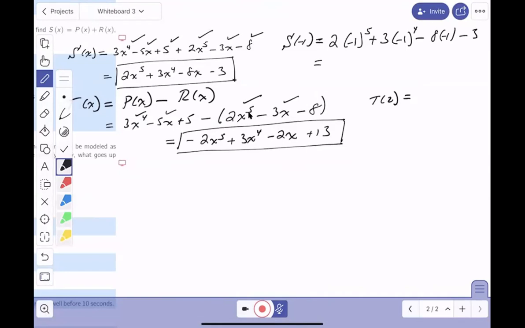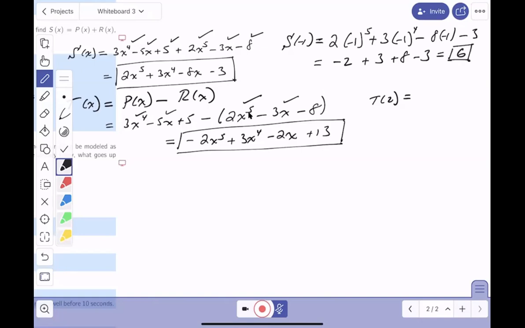Well, minus 1 to the 5th power is minus 1. 2 times minus 1 is minus 2. Minus 1 to the 4th power is 1, so this would be plus 3. 8 times minus 1 is minus 8, but minus minus 8 is plus 8. And I get minus 3 over here. If you did that, what do you get? Oh, just looking at it, it doesn't look that bad. It's 6.